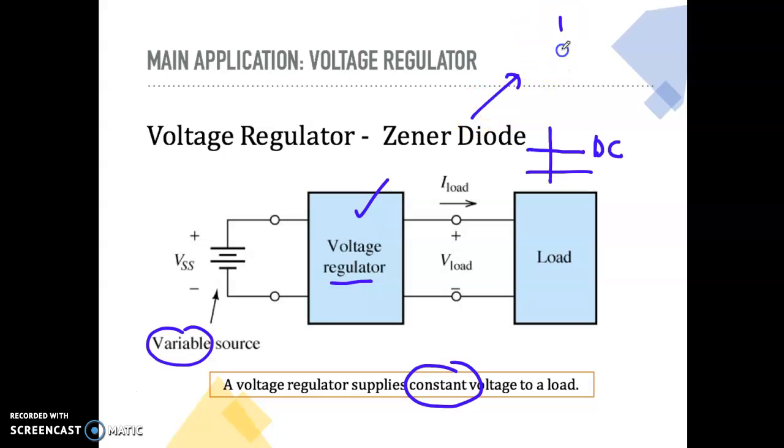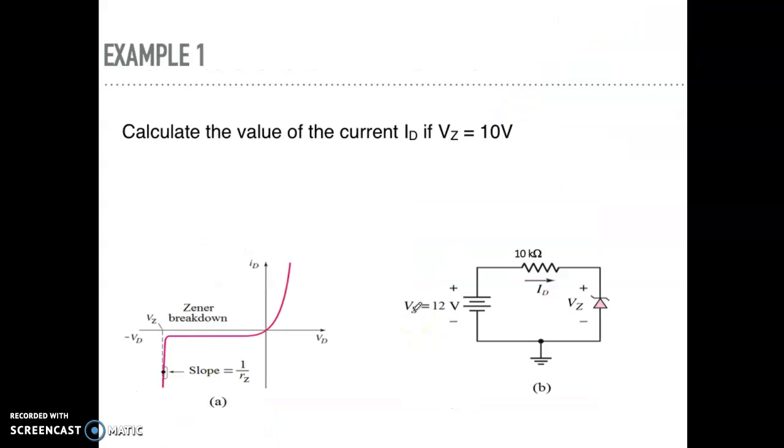Because the Zener diode has a Zener breakdown at what we call the Zener breakdown voltage. The name is VZ. So this VZ will provide the constant voltage to whatever load you connect to the voltage regulator. So let's see the first example. In this example, there are three elements: one is the supply, another is a resistor, and the third is the Zener diode.